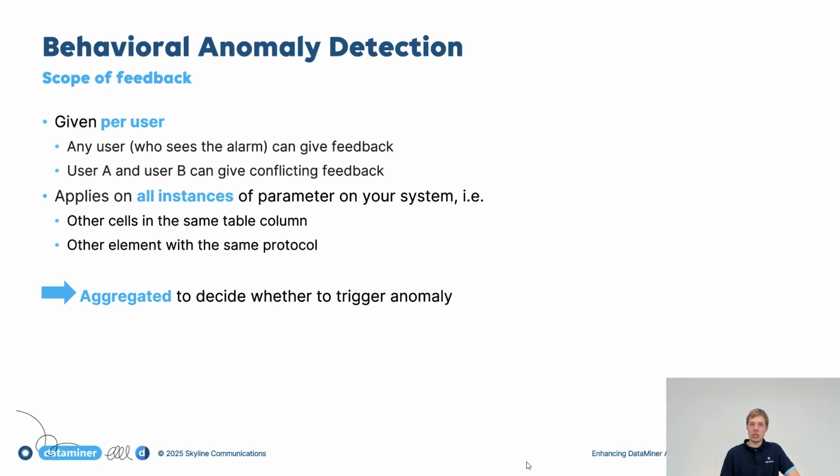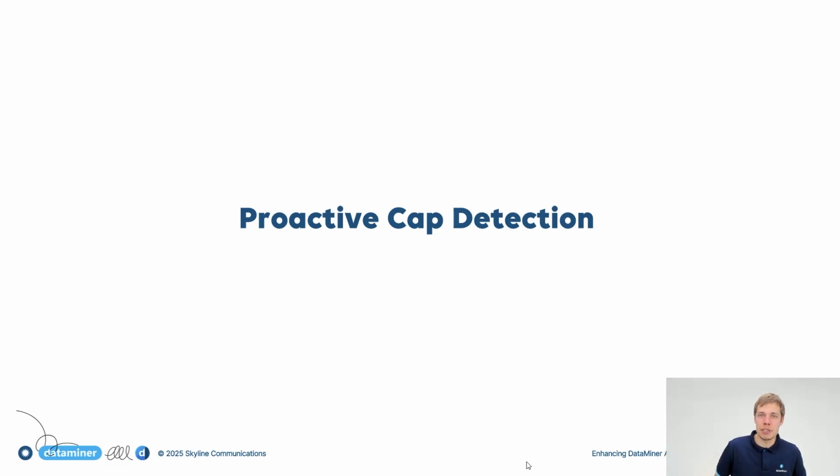All right, and that is all I wanted to tell you about behavioral anomaly detection. So let's go to the next feature, proactive gap detection. Again, I will explain what this feature does, and then we will have a look at how we can use feedback to improve the detections that it makes.